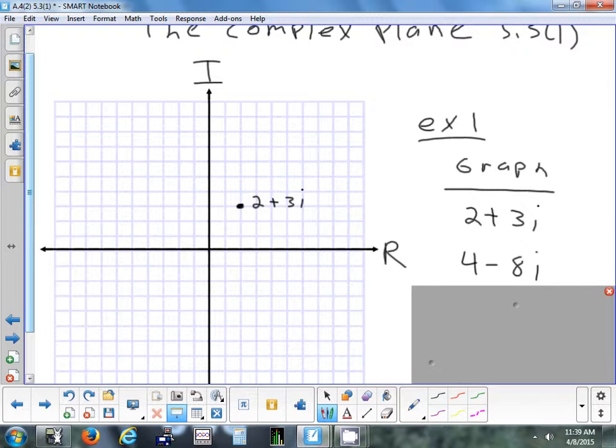How about 4 minus 8i? You can tell me how I would graph that. Just give me directions from the origin. Which way would I go? 4 to the right, yep, I'm going to go 4 to the right, and then down 8. That's it.